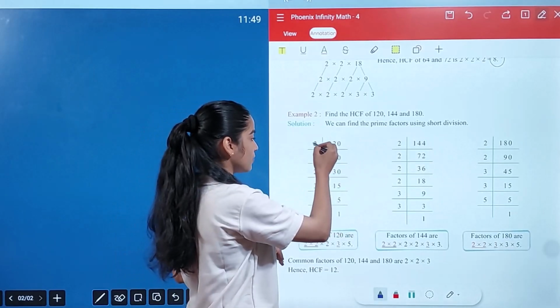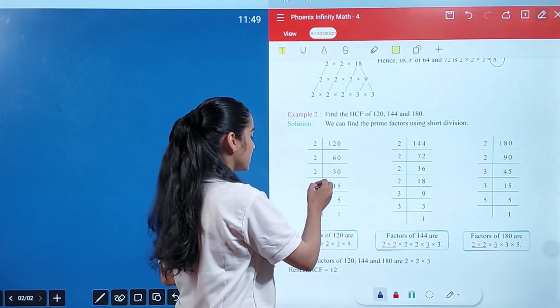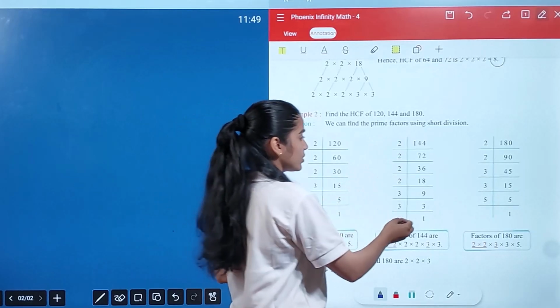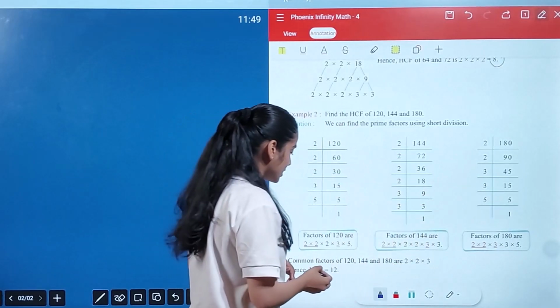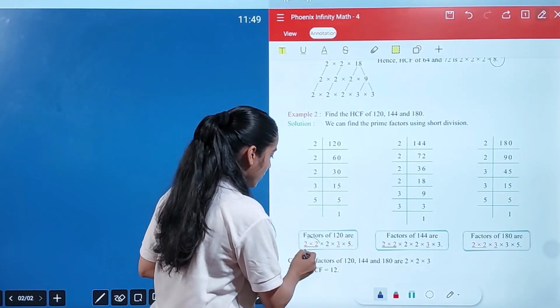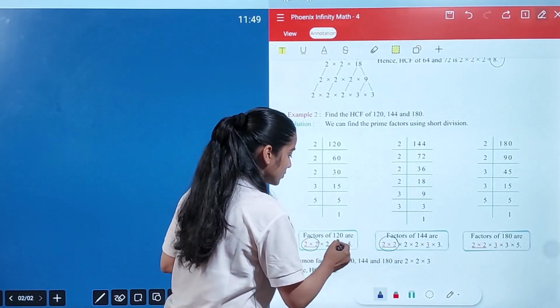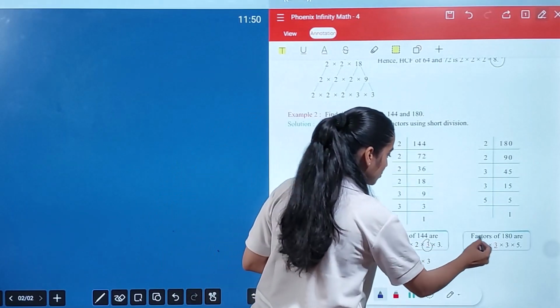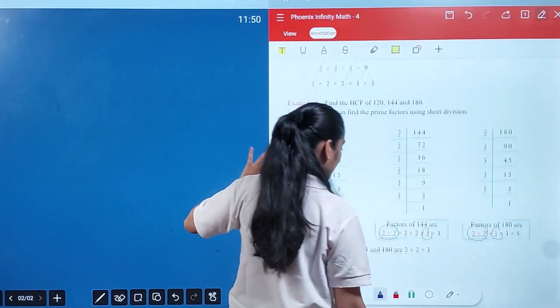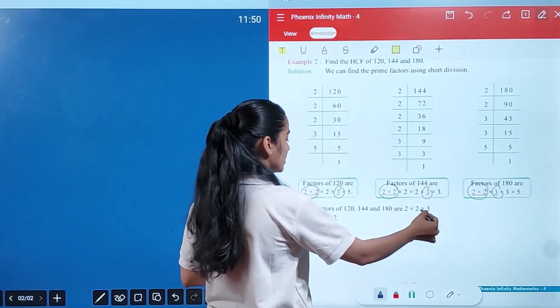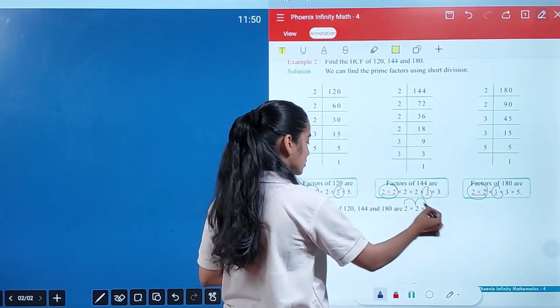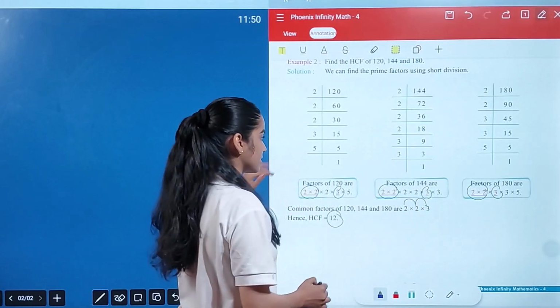For 120 you have 2 multiply by 2 multiply by 2 multiply by 3 multiply by 5, and the same for 144 and 180. So these are the factors. Now what are the common ones? 2 and 2, 2 and 2, 3 and 3, 2 and 2 and 3. So we can take 2 multiply by 2 multiply by 3. 2 2s are 4, 4 3s are 12. Here is your answer.